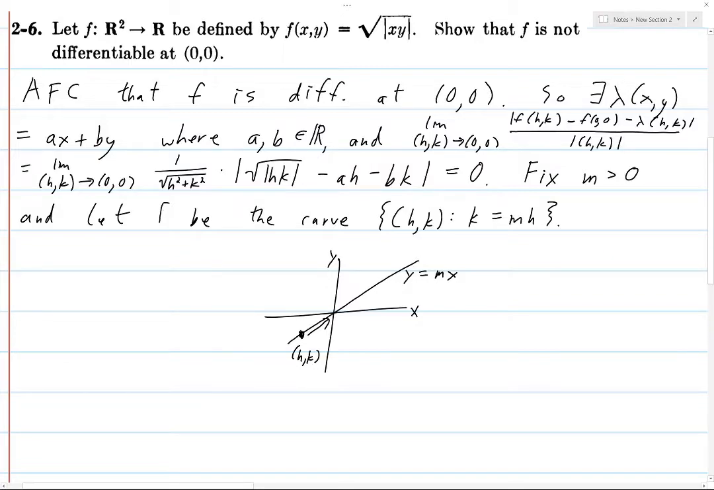So we're going to obtain a contradiction by proving that this limit, the limit of the previous thing that needs to be 0 as (h, k) approaches the origin, needs to be 0. And in particular, it needs to be 0 for every possible path you could take to the origin. So it needs to hold for every path of this form, where you just take a line of some given slope.